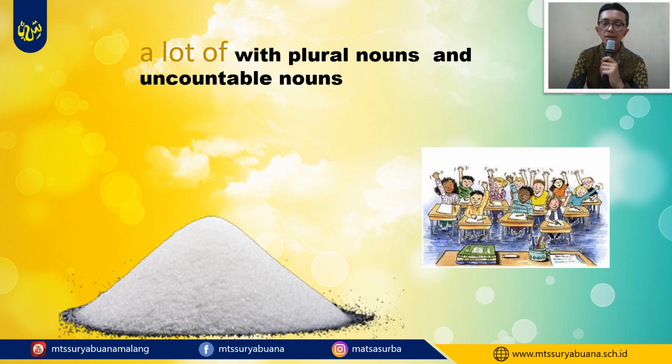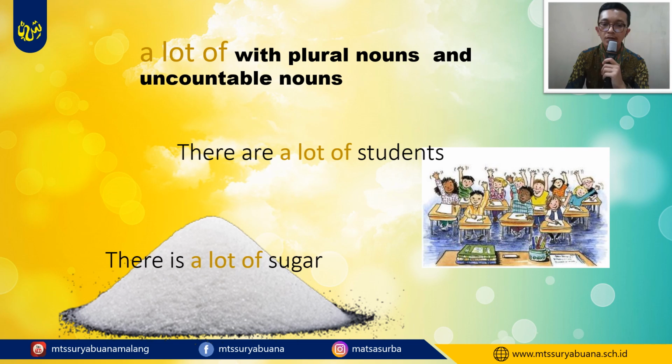Yeah, the next one is a lot of. A lot of is used with plural nouns and uncountable nouns. This is the example for you. There are a lot of students. There is a lot of sugar. You can see here we can use a lot of with plural nouns. The example here is students. And for the uncountable nouns, the example here is sugar. So the sentences: there are a lot of students. There is a lot of sugar.